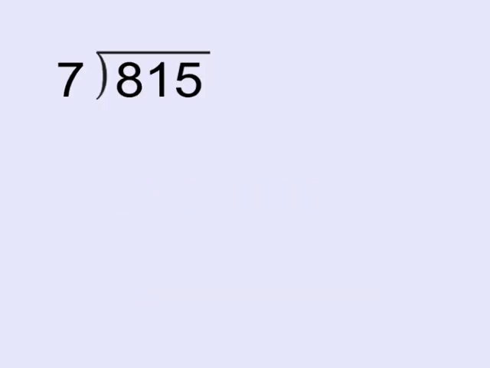We're going to start off with the equation 815 divided by 7. Remember the checklist that we've talked about: D, M, S, C, B. D stands for divide, M stands for multiply, S stands for subtract, C stands for check, and B stands for bring down.